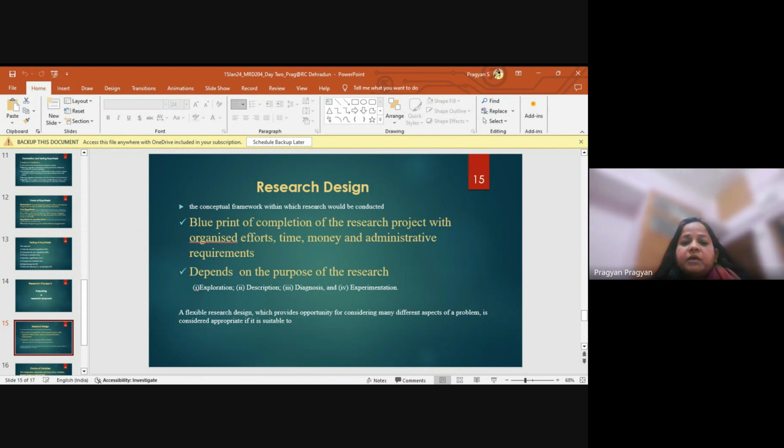Because research design is okay, but there is still report design. The way you are going to present that report has to be very clear cut since the beginning. So depending on the purpose of the research, research design can be categorized into various types. First is exploratory research design.